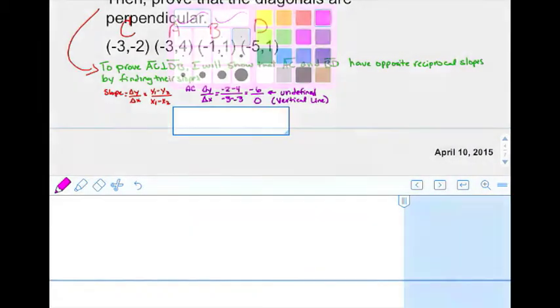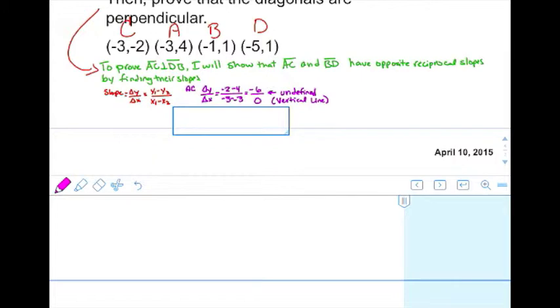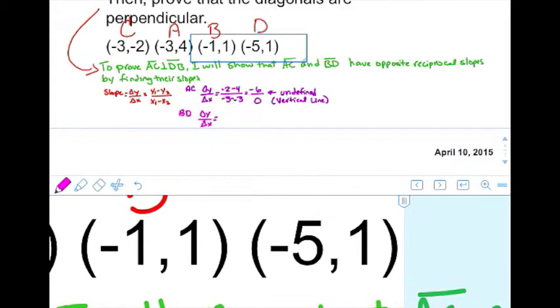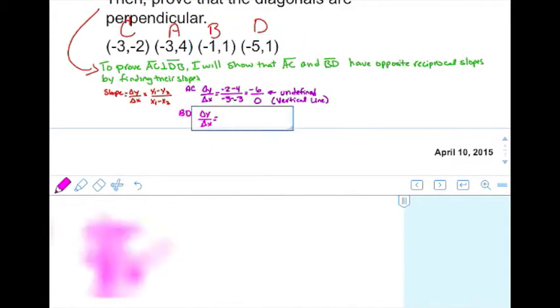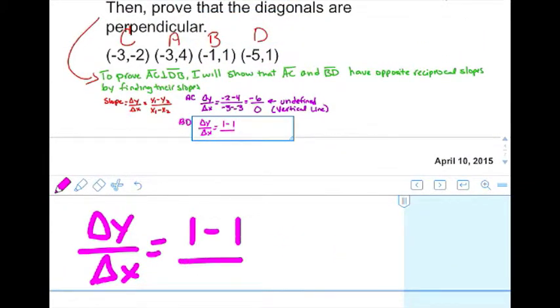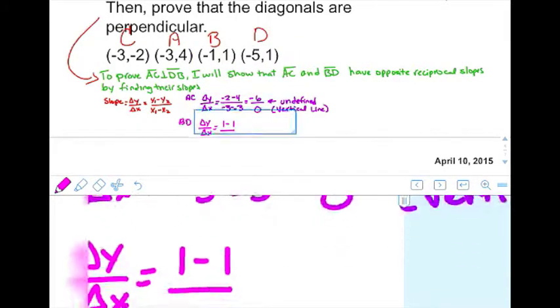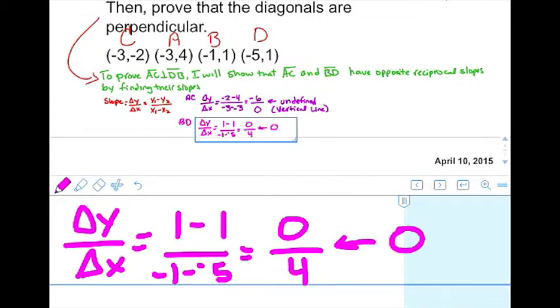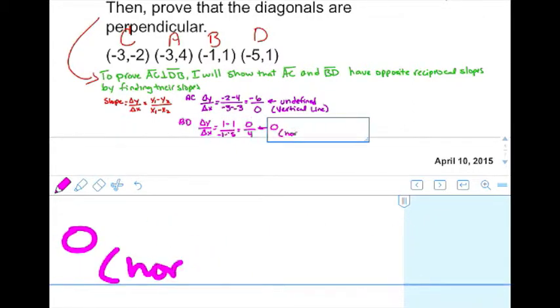Let's go ahead and move on and find BD slope. Okay, so again, we're going to use the slope formula, change in y over change in x. Let's see, for B to D, change in y, well, it goes from 1 to 1. So that's weird again, isn't it? So BD goes from 1 to 1. At the same time, it goes from negative 1 to negative 5. So we have negative 1 subtract off a negative 5. Well, wait a minute. 1 minus 1 is 0. Negative 1 plus 5 is actually 4. So the slope here is actually just 0, which means it's a horizontal line.